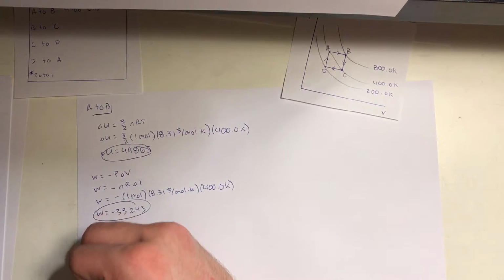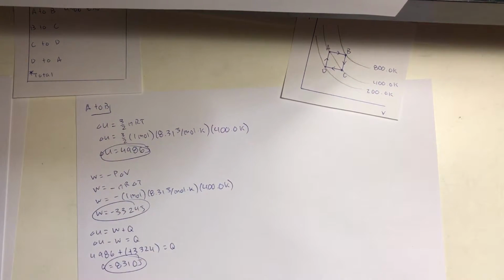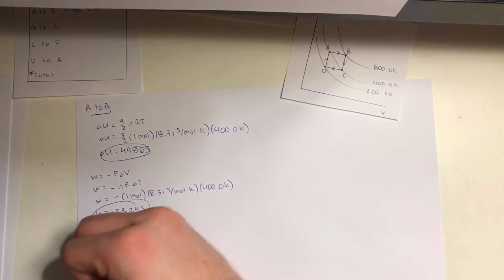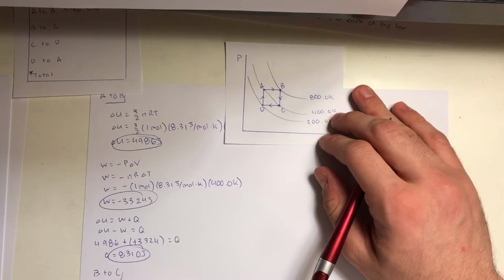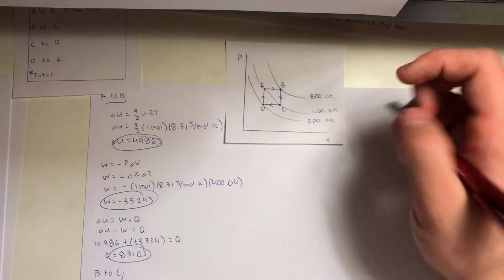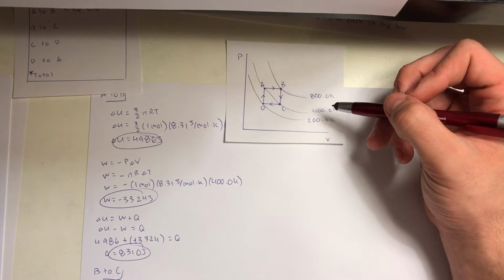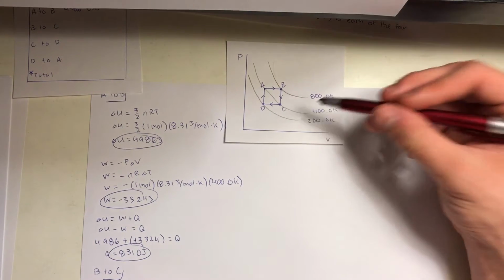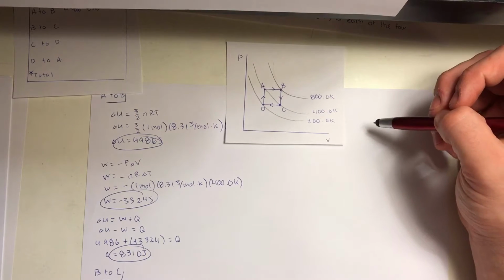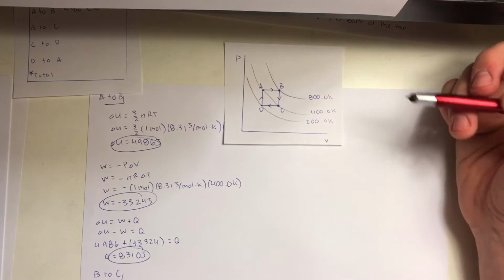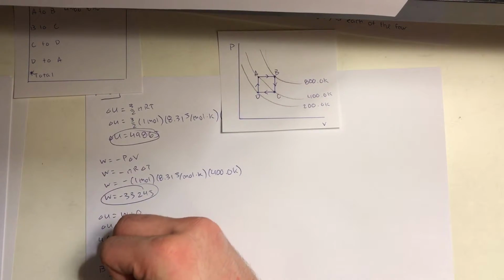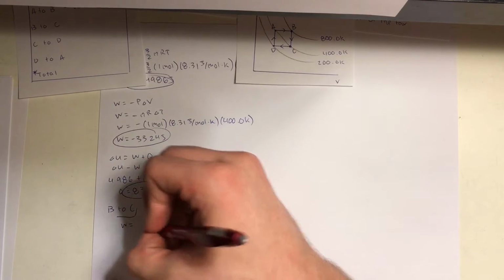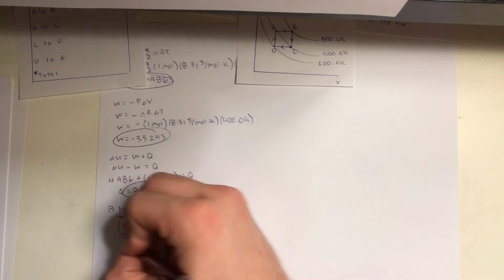Now, simply move on to B to C. Go chronological order. Now there's a little freebie in B to C. Since the volume is not changing, it's an isochoric process. The only way a gas can do work is if it expands, and there's no area under the little line there. So we know that work, you see that? No. Work equals 0. Easy.